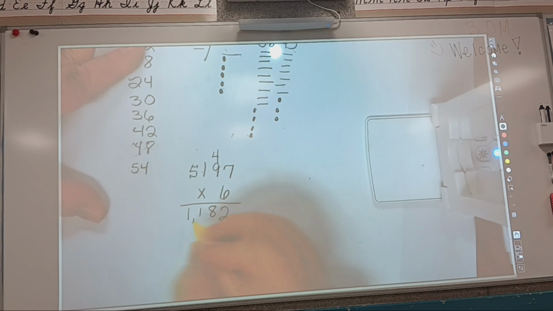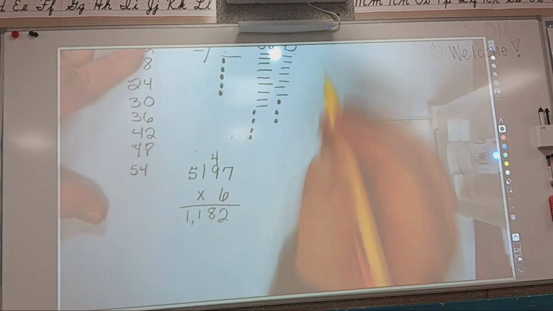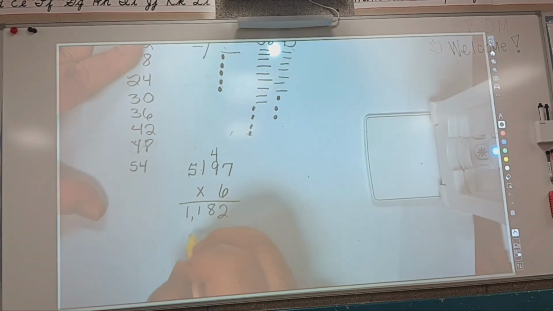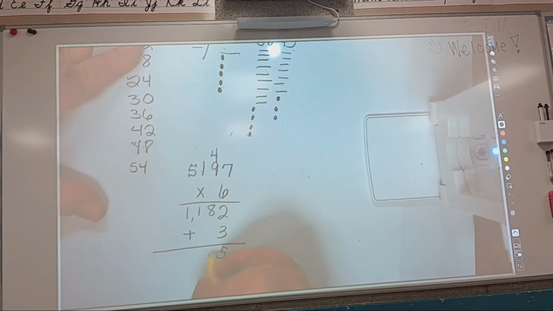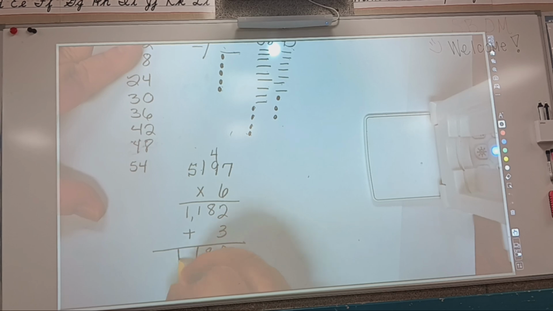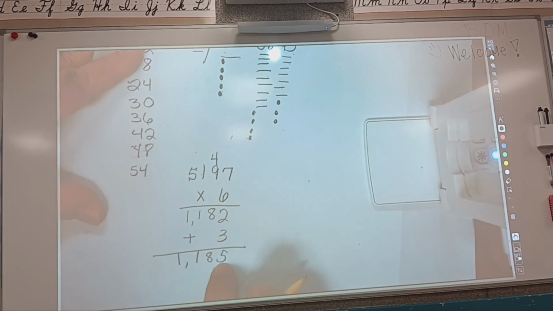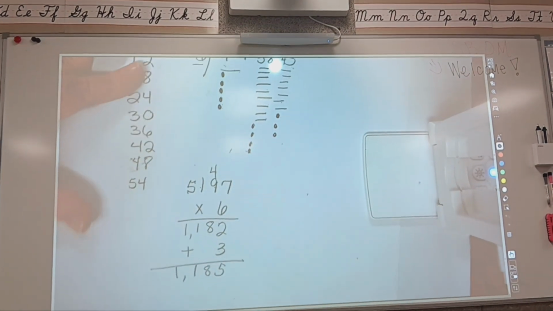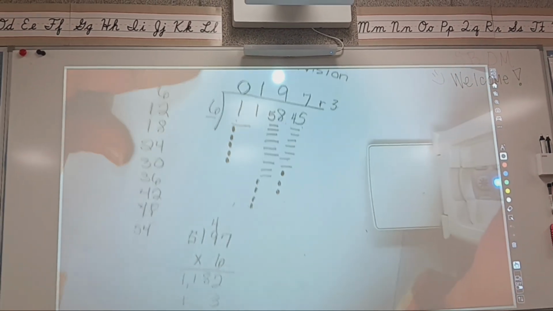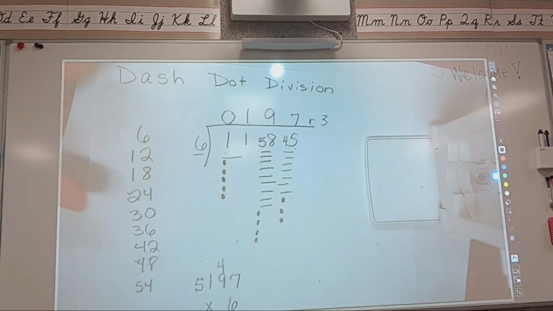Right now I have 1,182. But I've got to add in my remainder. 2 plus 3 is 5. Bring down my 8, my 1, and my other 1. And we have 1,185, which is 1,185. That's exactly what we started with. So I did my division correctly using the dash dot division.